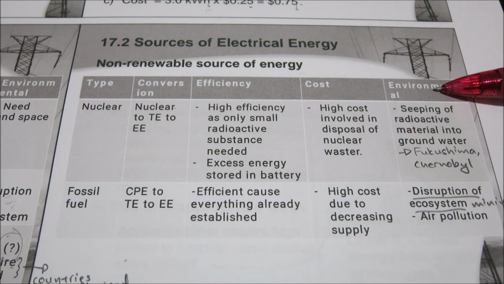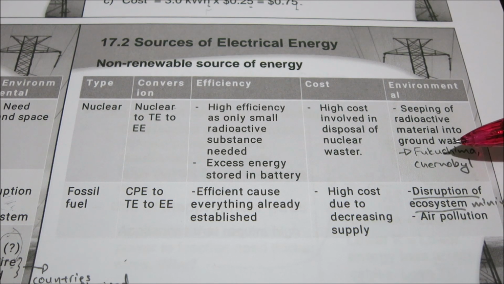Environmental effects, of course, radioactive material, once they are done, they need to be disposed of. Sometimes when it's not done properly, it can seep into the ground and down into the groundwater. Of course, other environmental effects are Fukushima and Chernobyl, you know that there have been leakages or failures at the nuclear power plants, which resulted in the release of the radioactive material. So these are some of the dangers associated with nuclear energy.